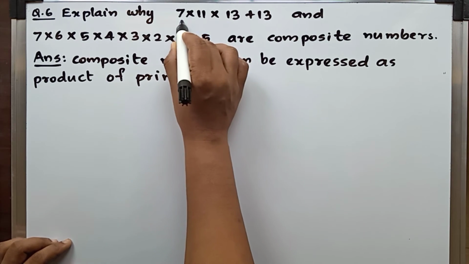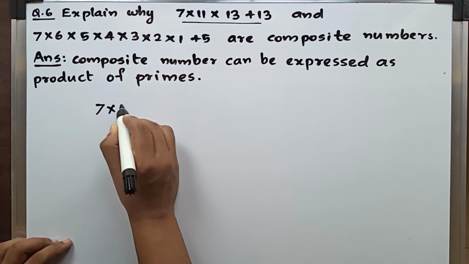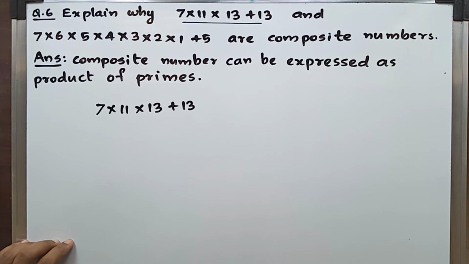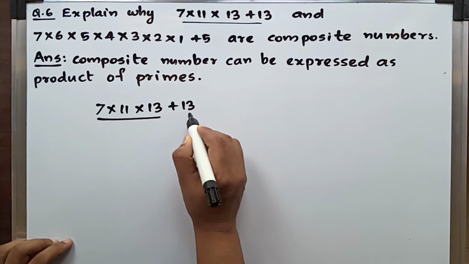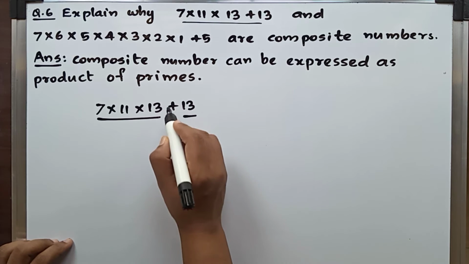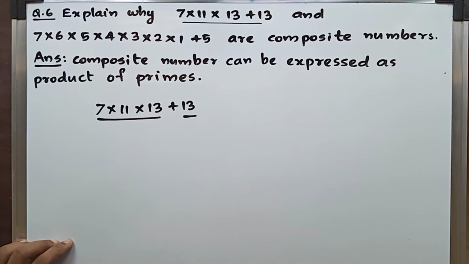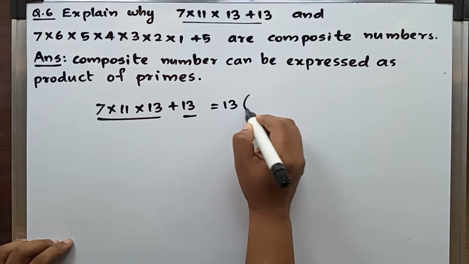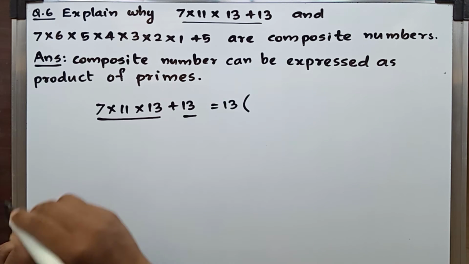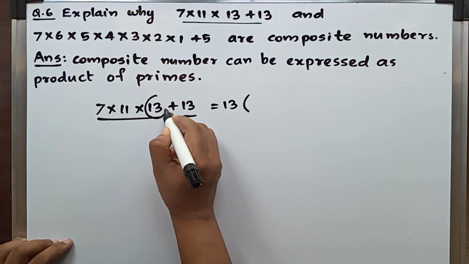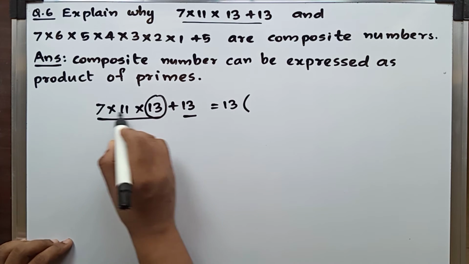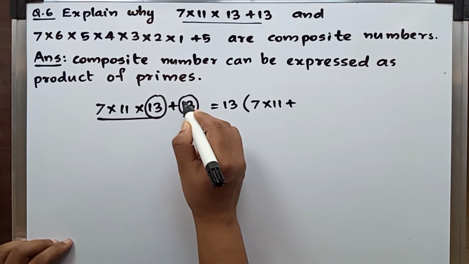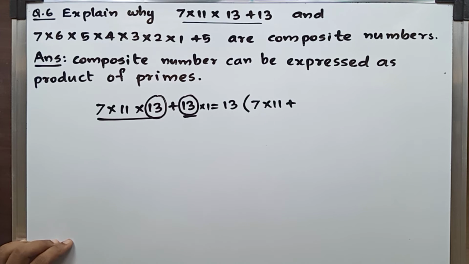Okay, here the first number given is 7 into 11 into 13 plus 13. Here this is a term and this is the next term. See, a plus symbol comes in between. What is common in these two terms? 13 is common. So I took 13 outside. See, 13 moved from this term, so what is left here? 7 into 11. Plus, 13 is moved from here. What is left here? Actually, into 1 is there.